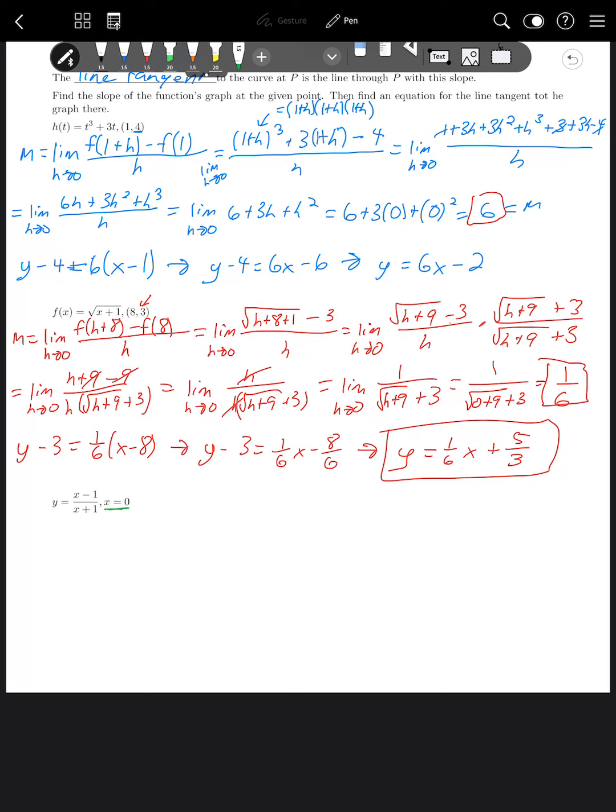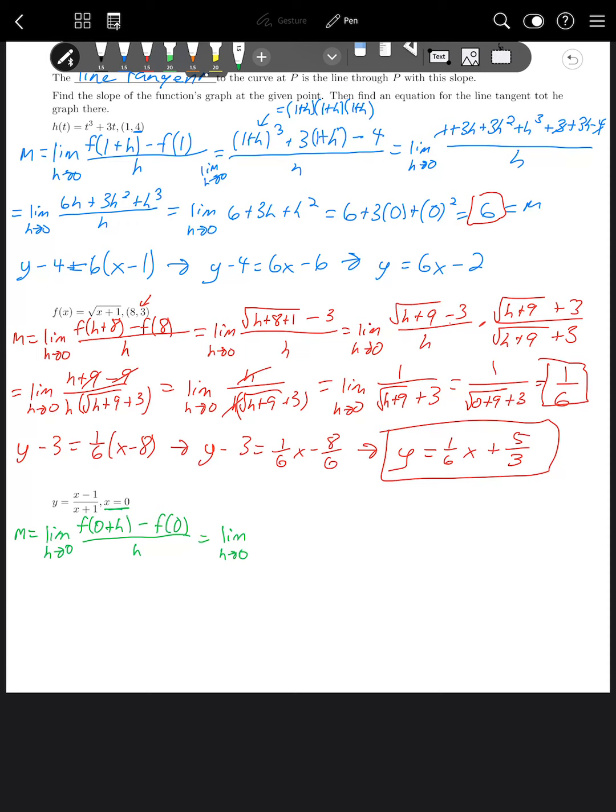So this would be m equals the limit as h approaches 0 of f of 0 plus h minus f of 0 all over h. And so then we're going to plug those in. Now, in the two examples above, they told us what we'd get when we plug in 0, but here they don't. So we're going to have to find that out ourselves.